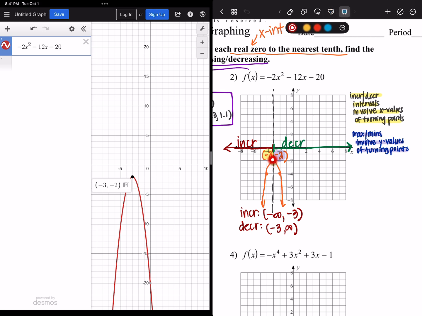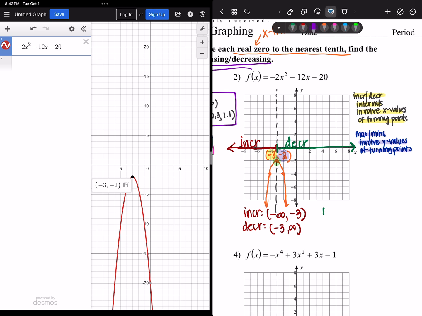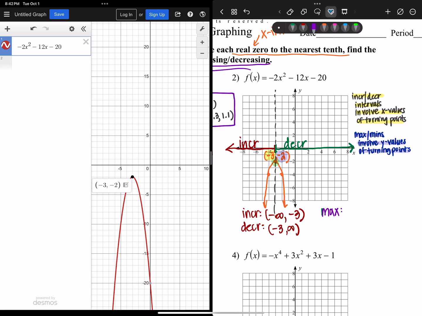This graph has a maximum, and that maximum value comes from the y value of that turning point. So this is a maximum of negative 2. And last but not least, any real zeros would be any x-intercepts. This orange graph does not cross the x-axis. Therefore, there are no real zeros. Real zeros: none.